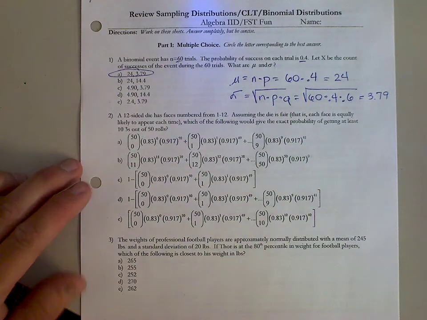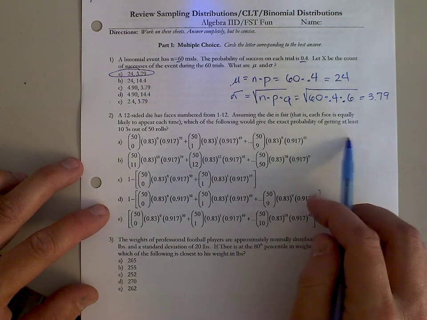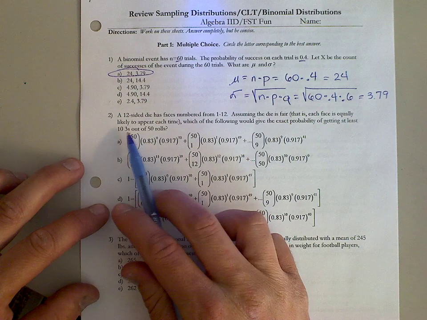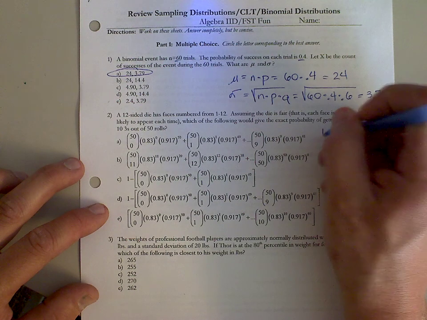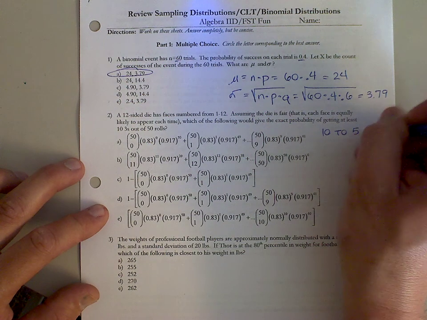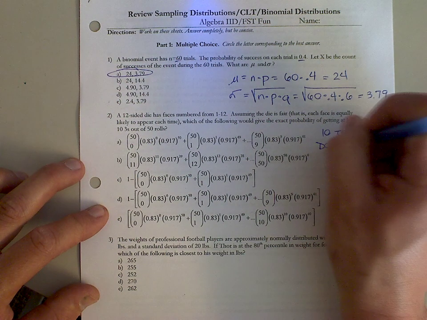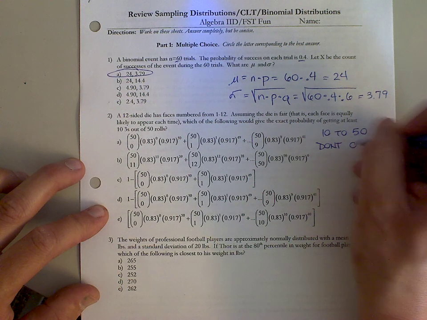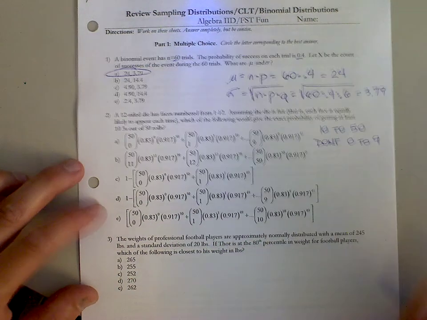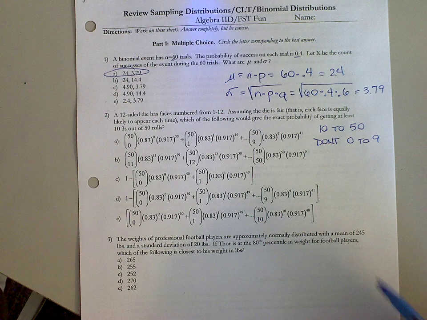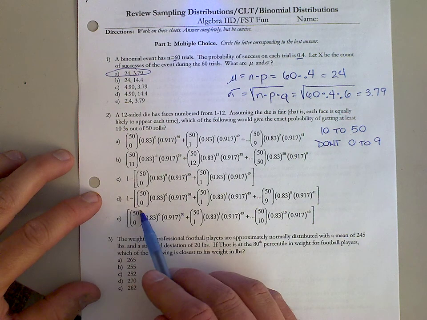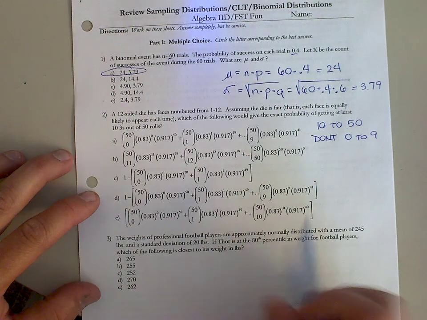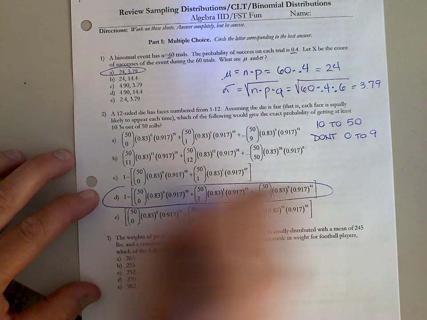And number 2, discuss this in class. We want the probability of getting at least 10 threes out of 50 rolls. Now, if we want at least 10, that means we want 10 to 50, and we don't want 0 to 9. So we need to find the answer that does 1 minus 0 to 9, and that would be D. 1 minus the probability of 0, 1, all the way up through 9. So the answer would be D.